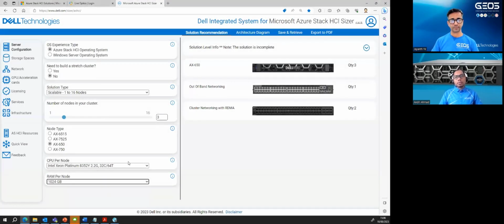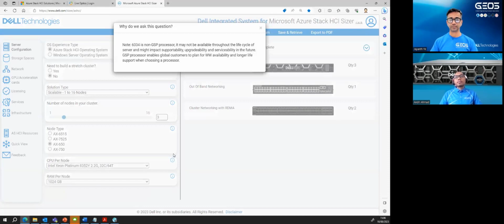Just to give a note on this, right? In Dell AX nodes, or in our integrated system approach, we already tested and validated the type of CPU which is used for many certified use cases by Microsoft, right? Like for VDI, for database, high performance database, for Kubernetes, and so on and so forth, right? And we also make sure that the supply chain for the platform is guaranteed along with your support, right?